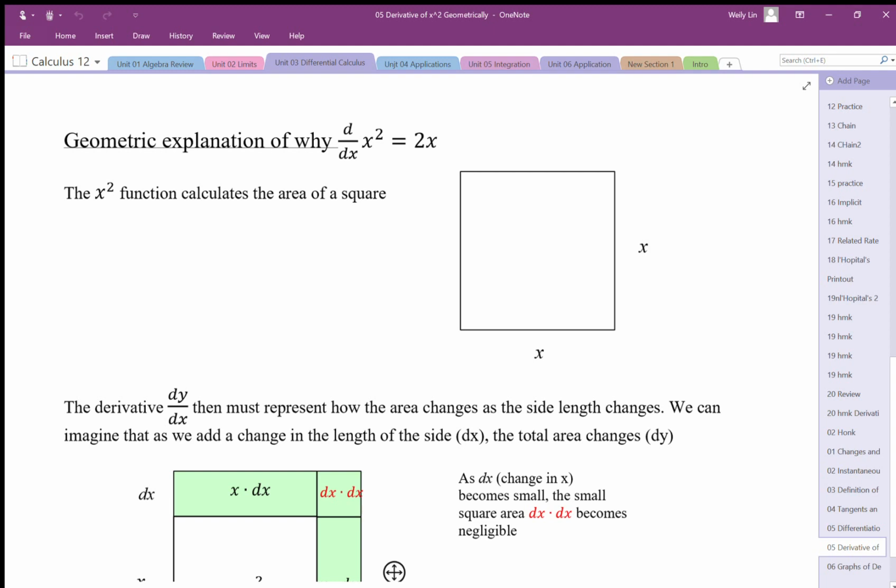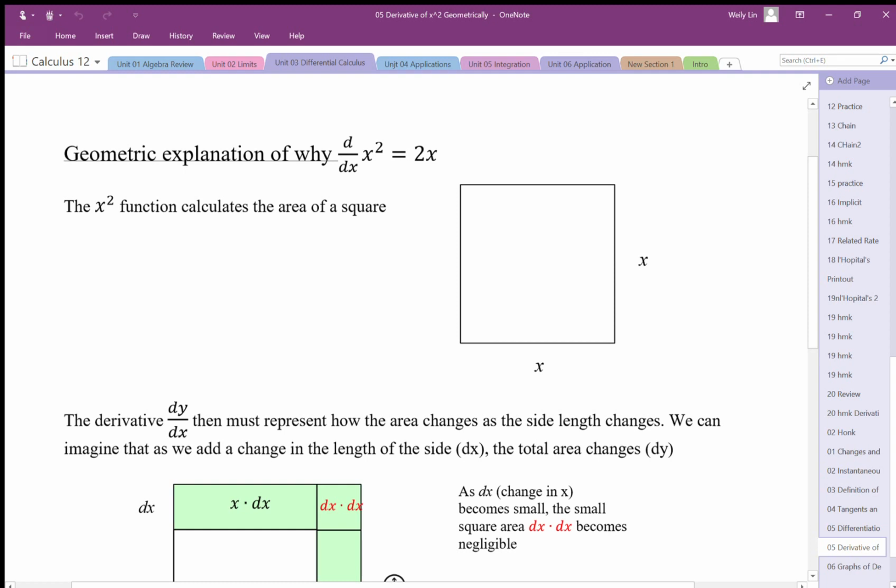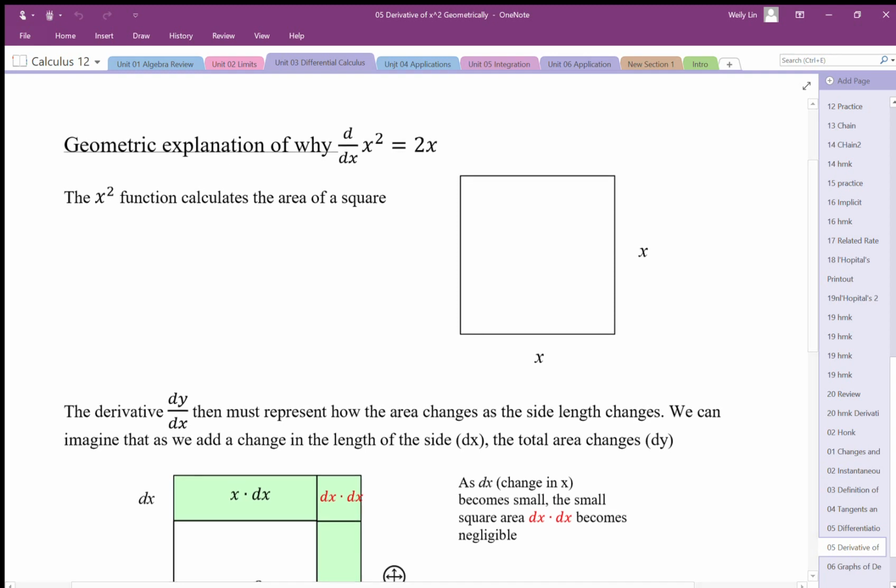If you take a look at what x squared is, x squared is a function that calculates the area of a square given some side length x. The input is x, the output would be x squared, which would be the area there. So that's what x squared actually calculates. It is the area of a square.